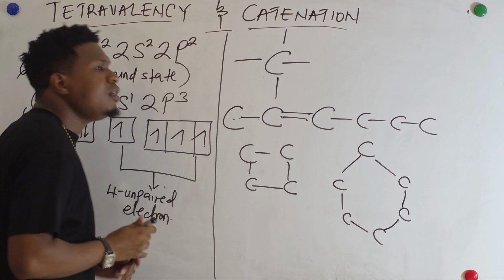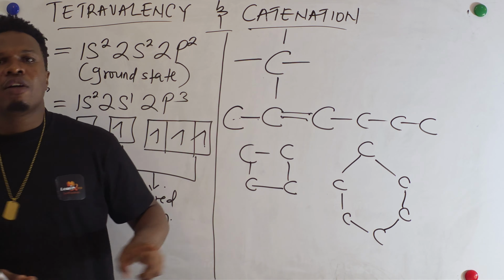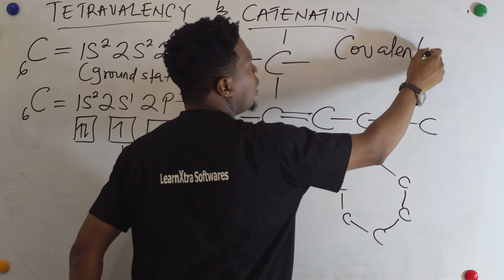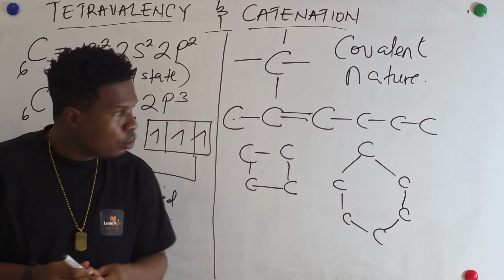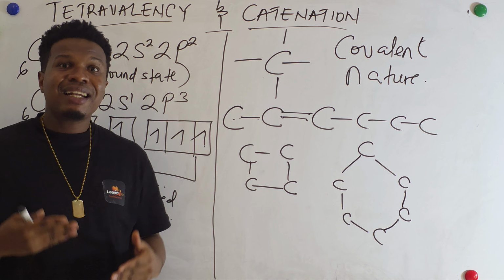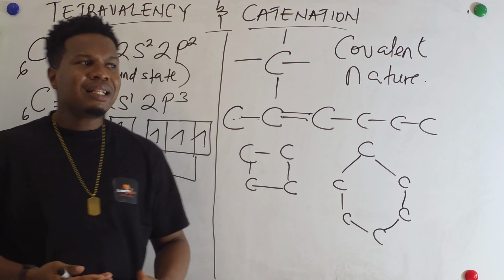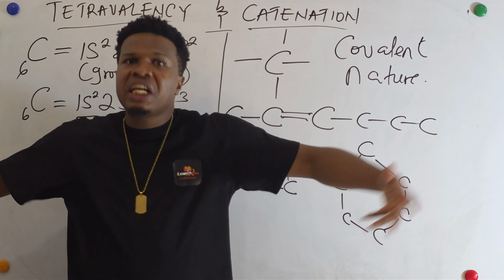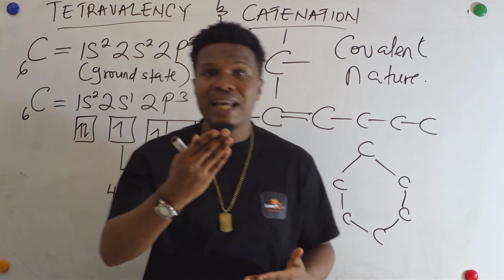So the ability of carbon to form chains or rings owing to its covalent nature is what we call catenation. So the ability of carbon to connect to or form chains with itself as a result of the covalent nature of carbon is what we call catenation. And this catenation is seen in carbon. You can polymerize carbon to long chains, and this is as a result of what? Catenation.